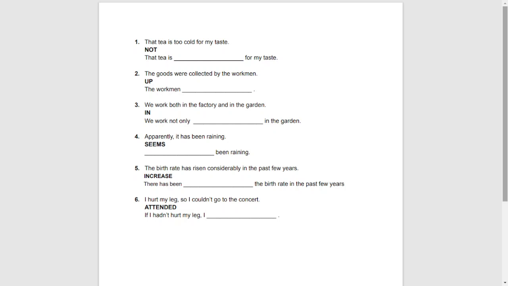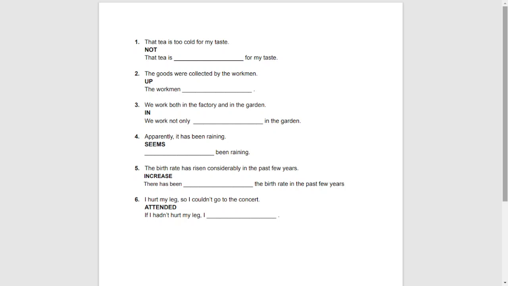So, how can we sort this out? Considerably was modifying has risen, the verb, but we changed the structure. So we said there has been an increase. So we have to change this a bit. We need an adjective now to modify the noun increase. So a corresponding adjective we could use can be seen as considerable. There has been a considerable increase in the birth rate in the past few years.